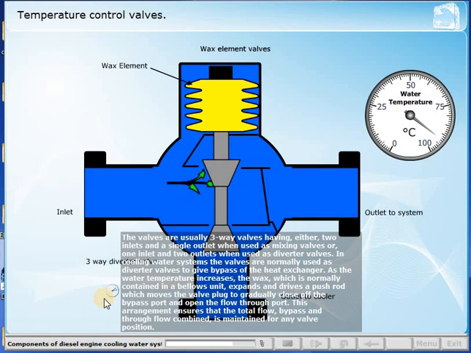In cooling water systems, the valves are normally used as diverter valves to give bypass of the heat exchanger. As the water temperature increases, the wax, which is normally contained in a bellows unit, expands and drives a push rod, which moves the valve plug to gradually close off the bypass port and open the flow through port. This arrangement ensures that the total flow, bypass and through flow combined, is maintained for any valve position.